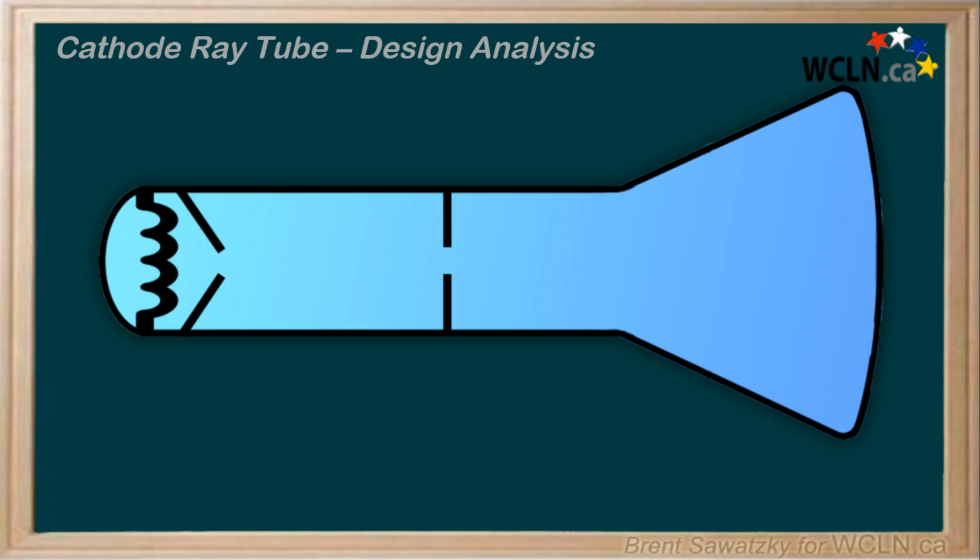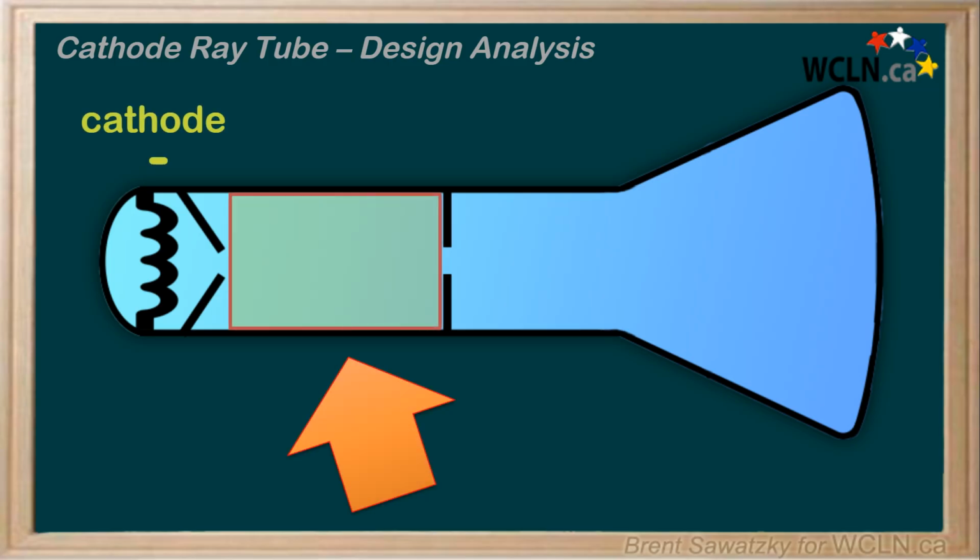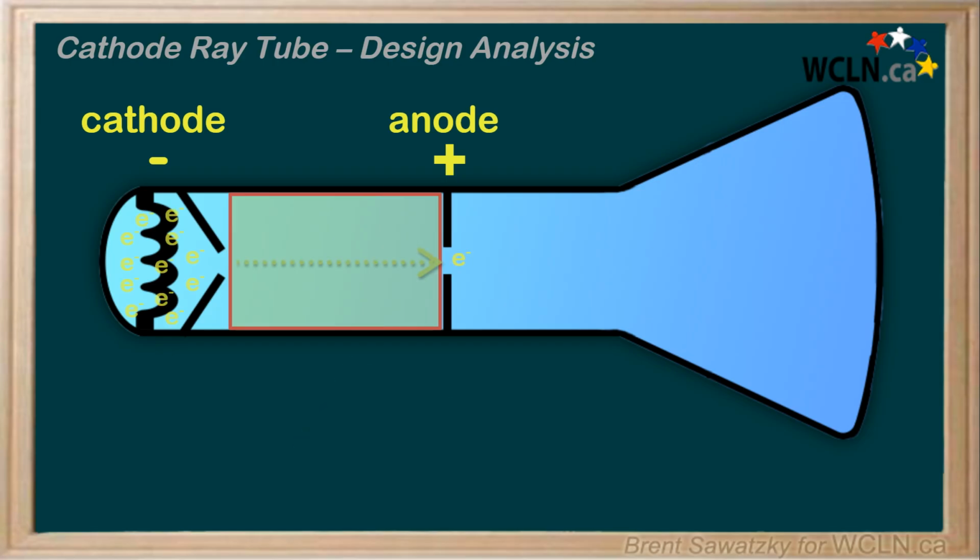In this tutorial, we'll progress from our conceptual knowledge about how a CRT works in the previous video, and we'll learn more about the physics formulas that allow us to do a more complete design analysis. In the first section of the CRT, between the cathode and the anode, we accelerate the electrons. We get them up to speed, creating a stream of electrons or a ray.